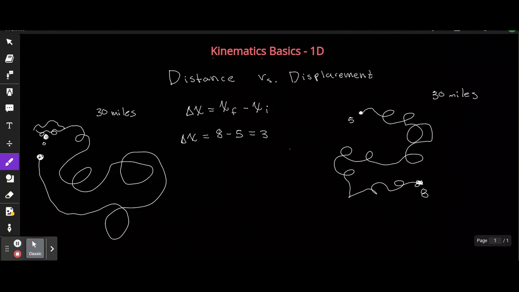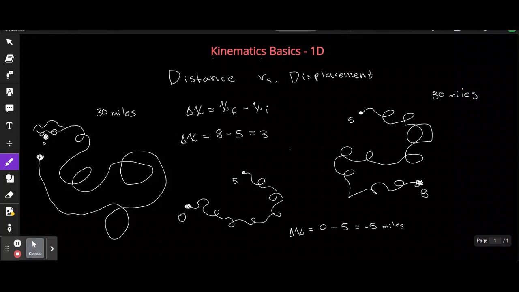A tougher example is negative displacement. If our car starts at position 5, it travels a 30-mile road and ends right here, behind its original position. Considering it's behind position 5, we can say that this is position 0. Calculating its displacement, we have our final position as 0 minus our initial position, which is 5, and that tells us that our displacement is negative 5 miles.